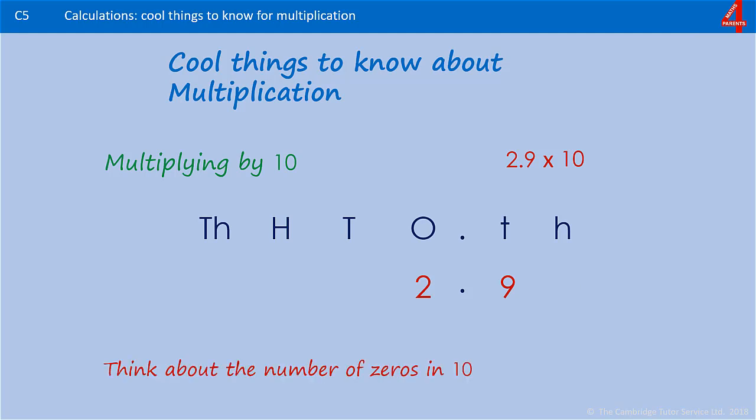A tip here is to think how many zeros are there in the multiple of 10 I'm multiplying my number by. 10 has 1 zero in it, so if you're multiplying by 10, you move the digits one place. And because you're multiplying, your number will get bigger, so the digits will move one place to the left. That 2 ones will move into 2 tens, and that 9 tenths becomes 9 ones or 9 units. 2.9 multiplied by 10 is 29.